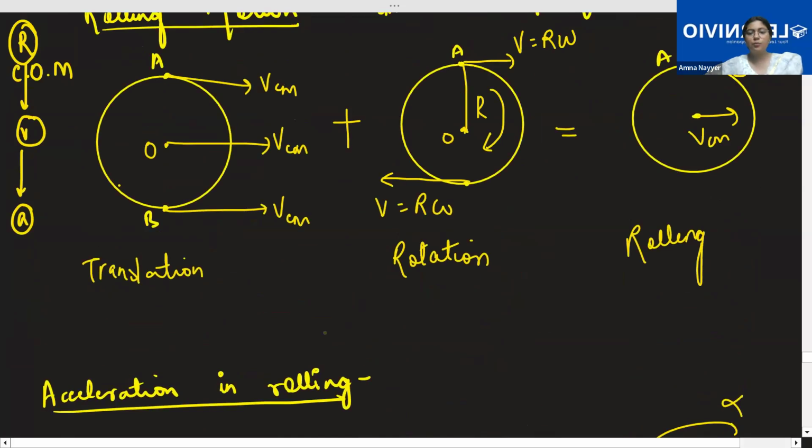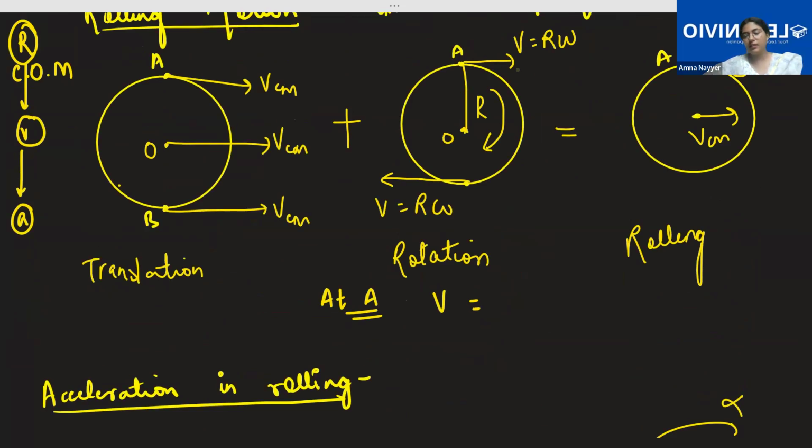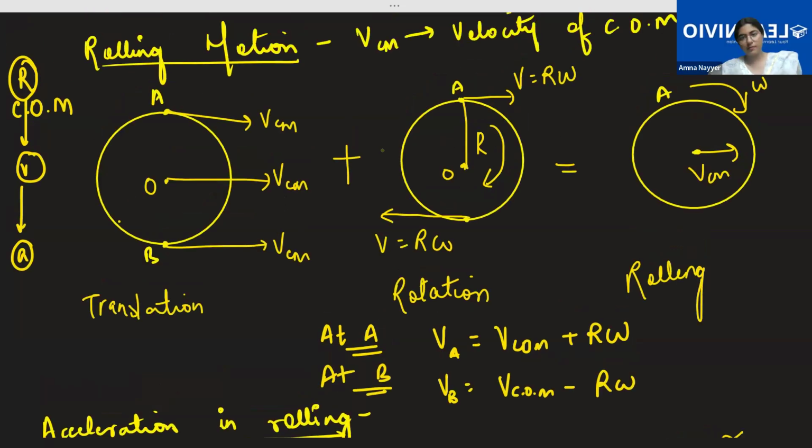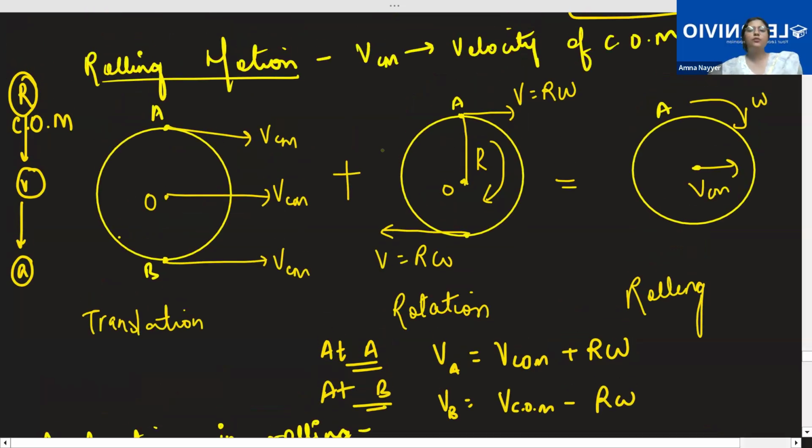If I take, let's say, this point A, and write down the net velocity, what will it be at point A? Look, both of these velocities are in the same direction. So it will be velocity of center of mass plus R omega. But if I choose the bottommost point, that is B, they are in opposite directions. So my net velocity at point B will be velocity of center of mass minus R omega. That's what we do in rolling motion. Similarly, we are going to calculate this for acceleration, but first write it, then we'll see for acceleration.